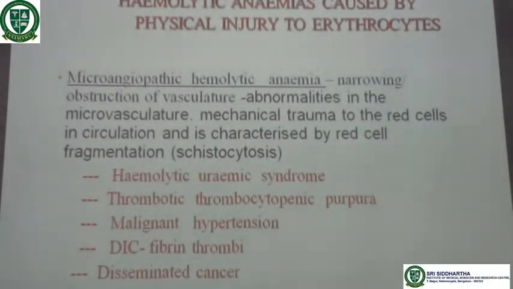In which conditions do you see this? You see hemolytic uremic syndrome, thrombotic thrombocytopenic purpura, malignant hypertension, DIC, disseminated intravascular coagulation, where you have fibrin thrombi throughout your body, disseminated cancer, traumatic cardiac hemolytic anemias, also thermal injury like burns. So this is a classical condition of microangiopathic hemolytic anemia.